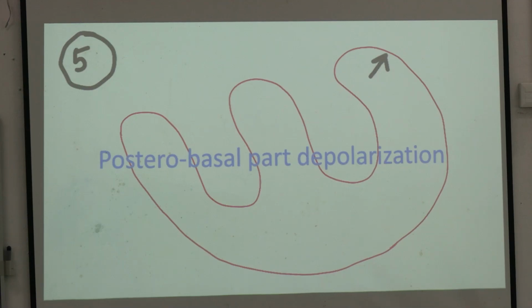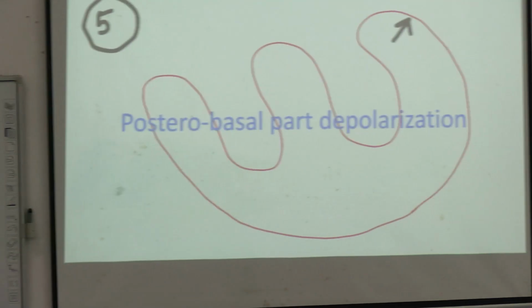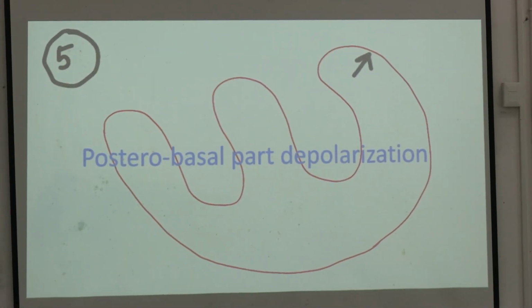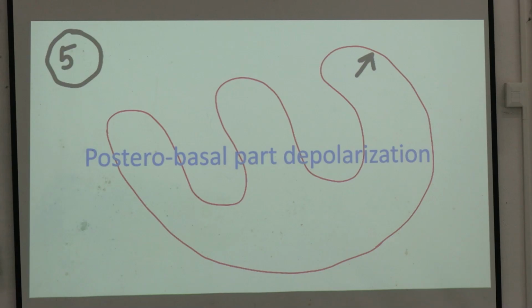To recap, the first vector is the atrial depolarization vector. The second vector is the septal depolarization vector. The third vector is the apical depolarization vector. The fourth vector is the ventricular free wall depolarization vector. And the fifth vector is the posterobasal part of heart depolarization vector, right? So these are 5 vectors. Now what to do with these 5 vectors?